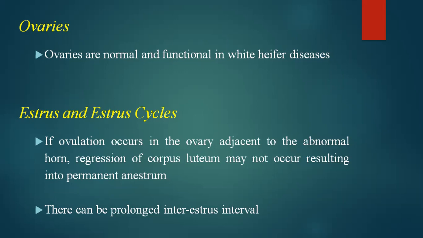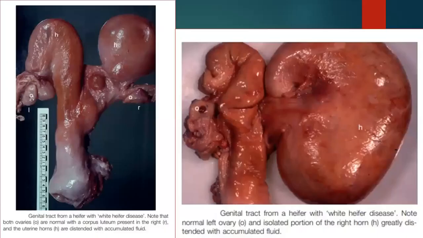So what happens? The CL does not regress and it remains in the ovary. So it will be a case of persistent corpus luteum. The animal may be in anestrus for months together or for years also. So there will be prolongation of inter-estrus interval. These are cases, different types of uterus in white heifer disease. The right one, again, there is cystic dilation of the uterus, the cranial part. In the left one, again, there is lots of fluid accumulated in the uterus.